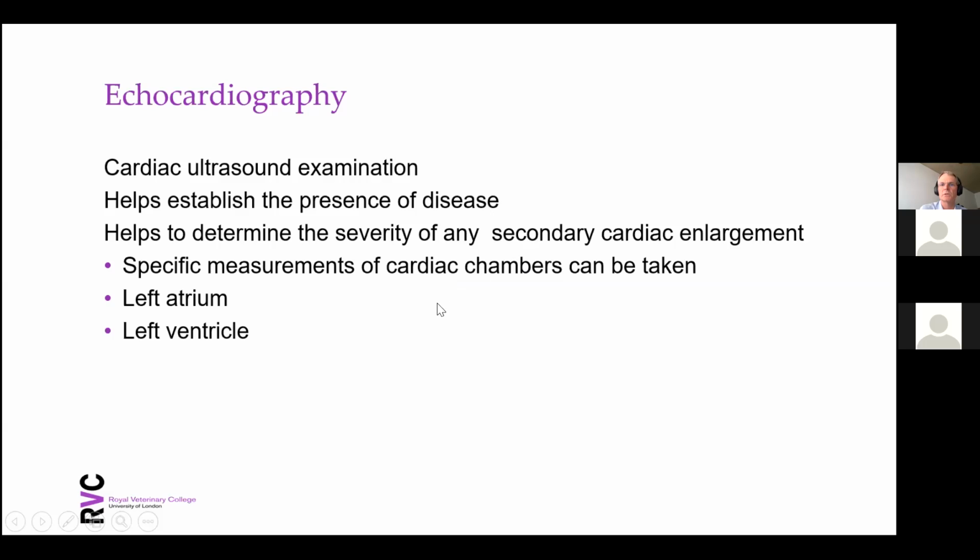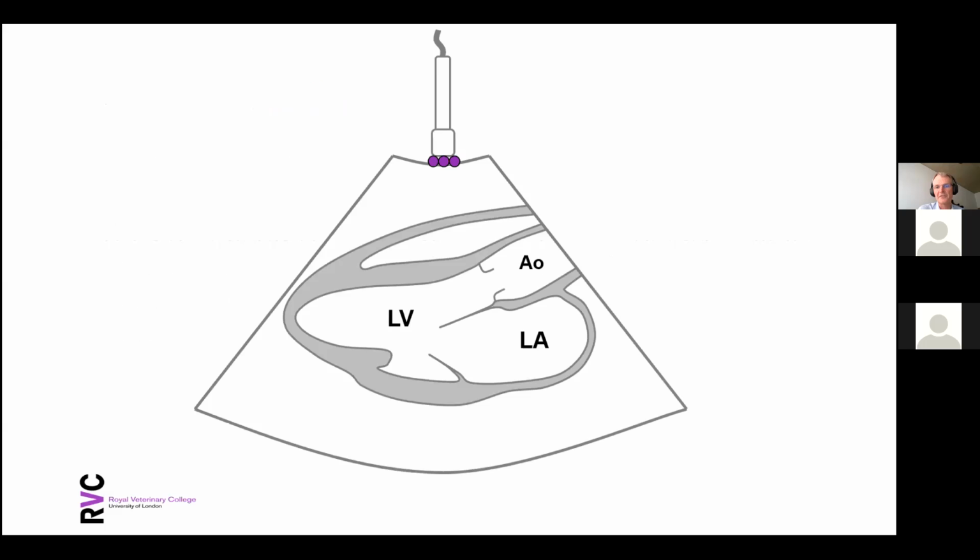And most importantly, at least for the identification of dogs at stage B2, where their heart's beginning to enlarge, we can take measurements of the two main chambers on the left side of the heart, left atrium and left ventricle, and see, do those measurements exceed values that we would expect? And if they do, we'd say the heart's big, this is a dog that's probably in stage B2 of their disease. And the physics of cardiac ultrasound is actually surprisingly straightforward.